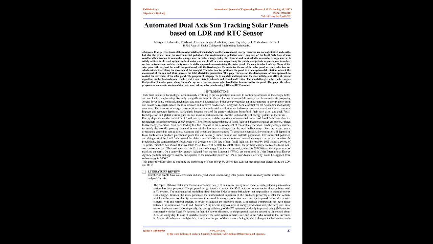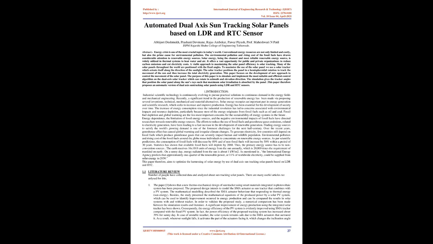This paper focuses on the development of a new approach to control the movement of the solar panel. The purpose of this paper is to simulate and implement the most suitable and efficient control algorithm on the dual-axis solar tracker, which can rotate in azimuth and elevation direction. The simulation gives the tracker angles that position the solar panel along the sun's rays such that maximum solar irradiation is absorbed by the panel. This paper therefore proposes an automatic version of dual-axis sun tracking solar panels using LDR and RTC sensors.